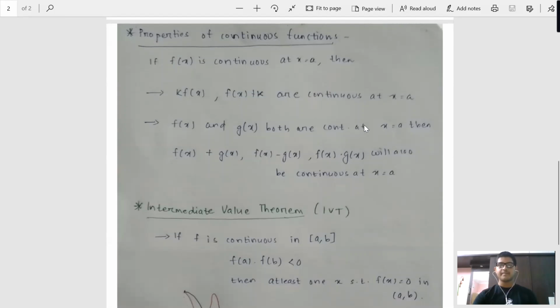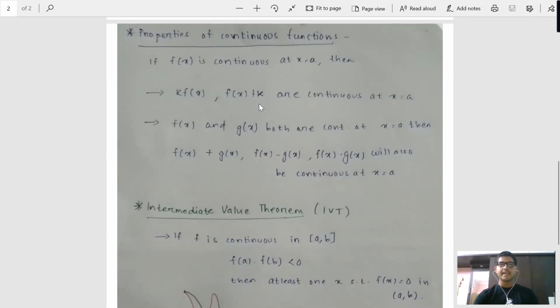So next is properties of continuous functions. These are extremely simple. So if, let's say, a function f(x) is continuous at x = a, then we can say that k f(x) and f(x) + k, where k is a real constant, are continuous at x = a. How can we say that? Just by graph transformation. You can see the importance of graph transformation here. For k f(x), the value is just going to be multiplied, so the neighborhood of x = a is also going to be multiplied k times, so it is going to remain continuous.